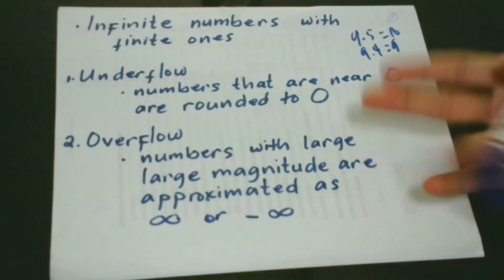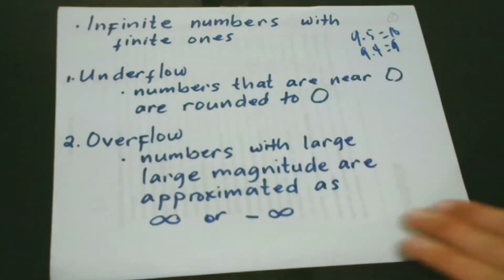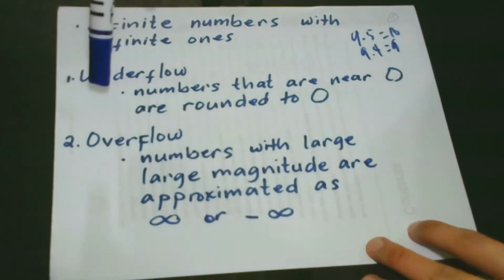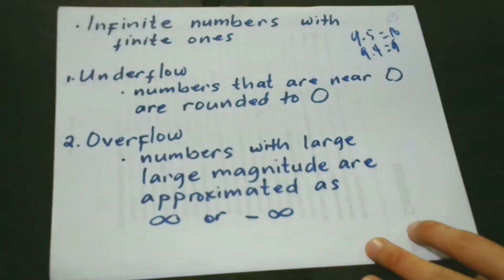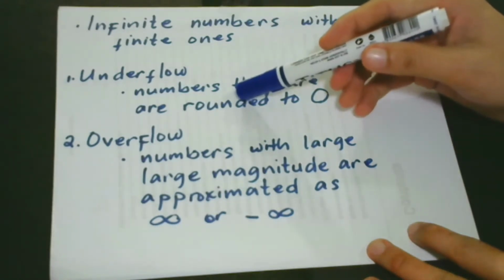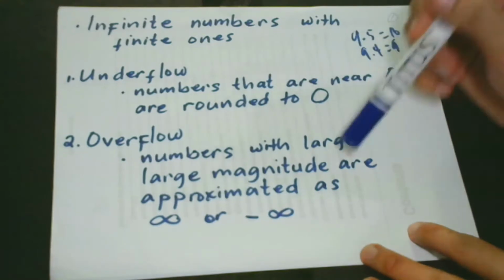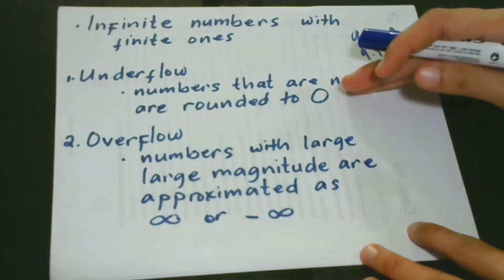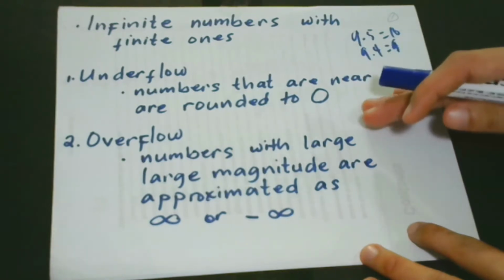So we have two kinds of rounding error. These are underflow and overflow. So what does each one mean? When does each one occur? When we say underflow, it occurs when numbers that are near 0 are rounded to 0.